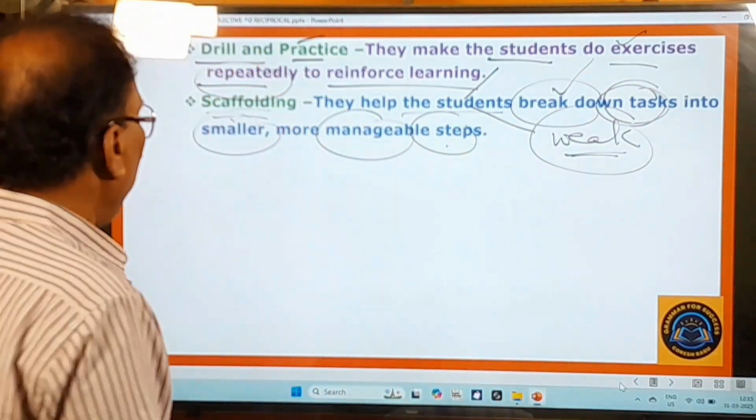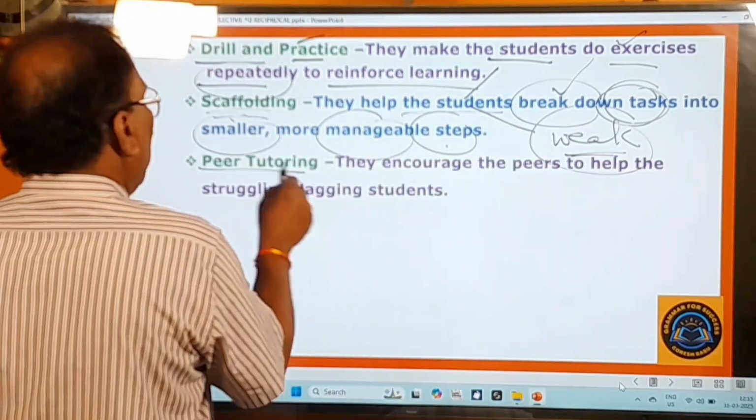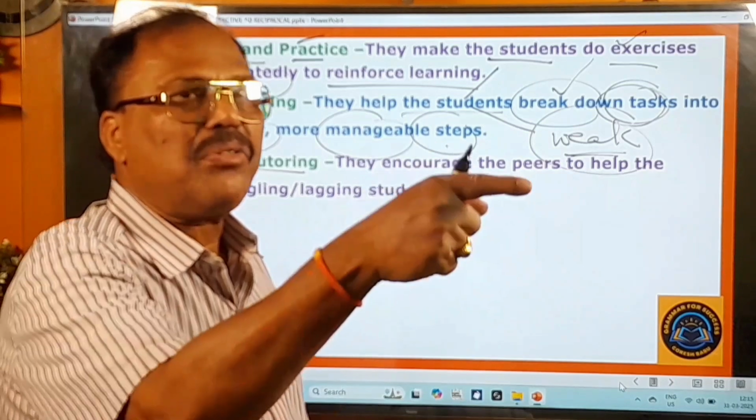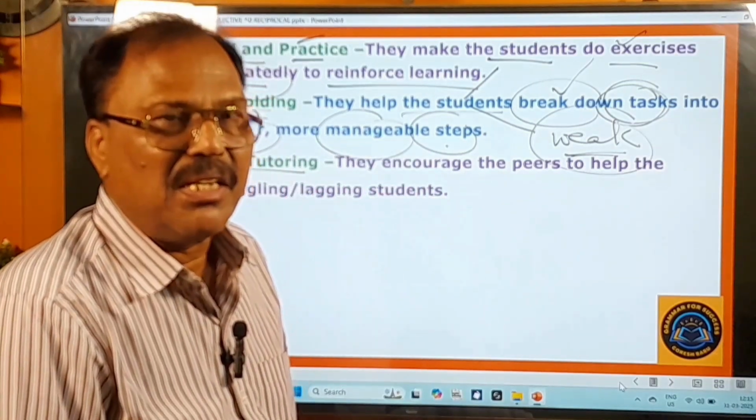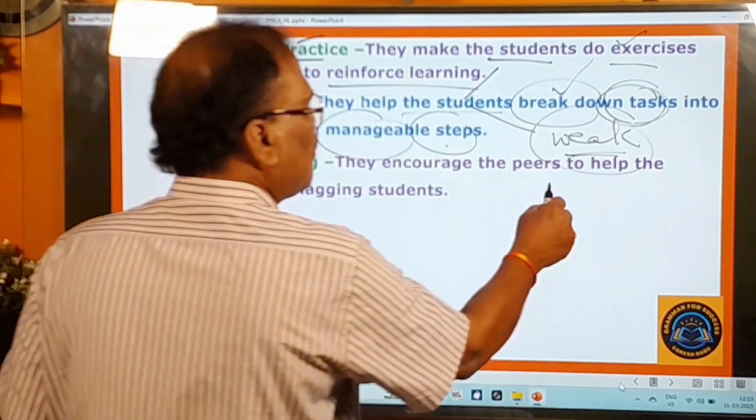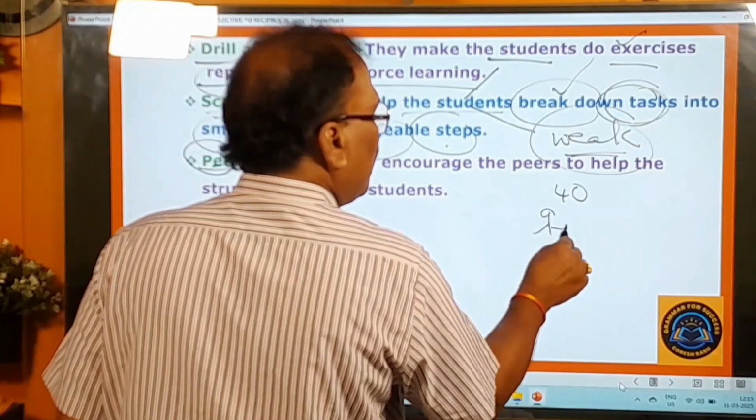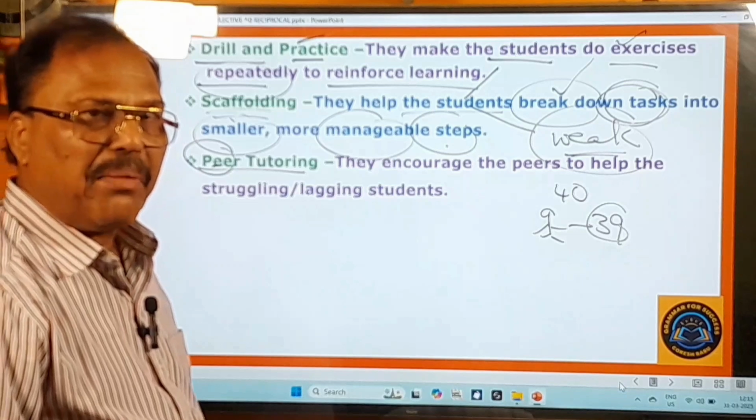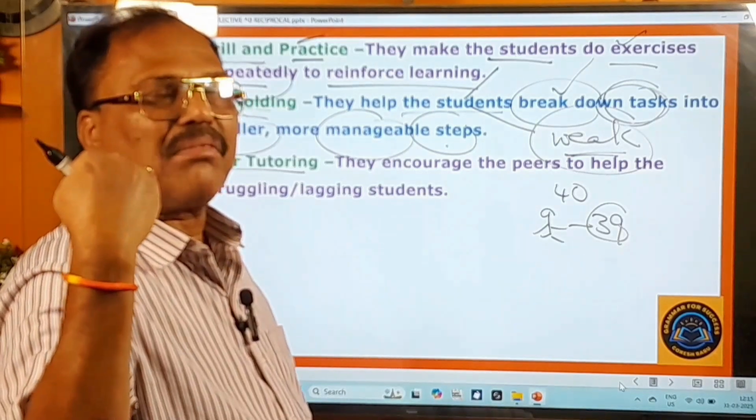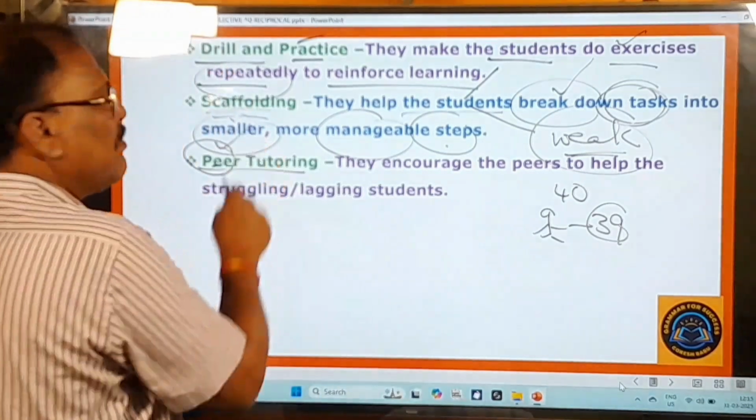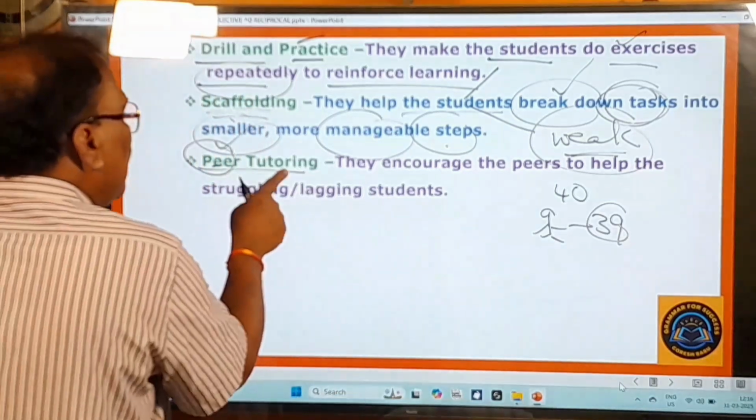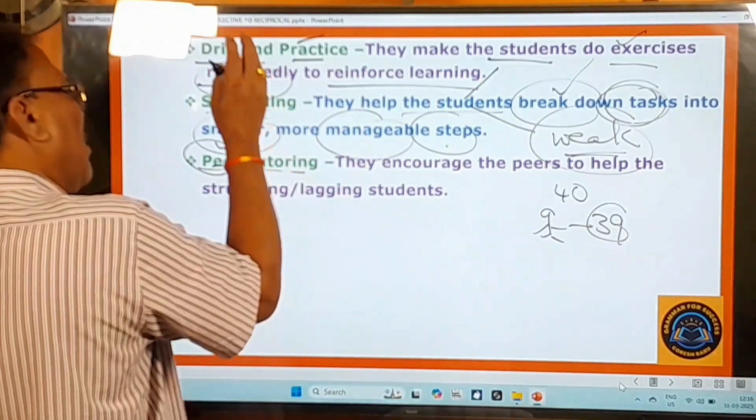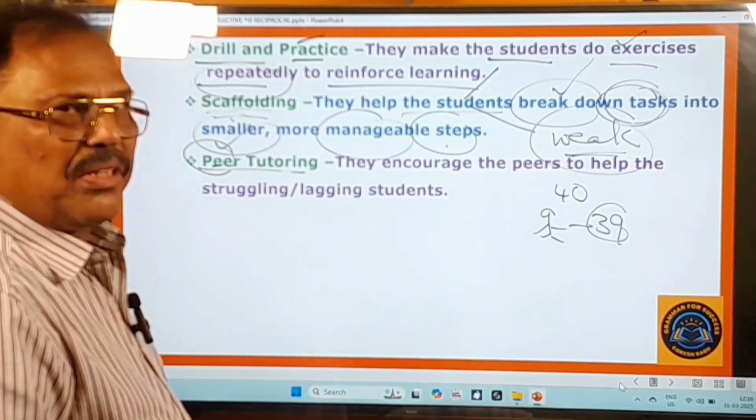Okay, and here you pay attention. Peer tutoring. Peer means what? An equal. In the class, who is your equal? The other students are your equals, isn't it? So you are a student in that class. 40 students are there in that class. You are one of them, and all the 39 students are your peers. Peer means the other students. This is a technical word. So peer tutoring. Tutoring means teaching. So peer tutoring is yet another important strategy which the teachers follow in this remedial teaching.